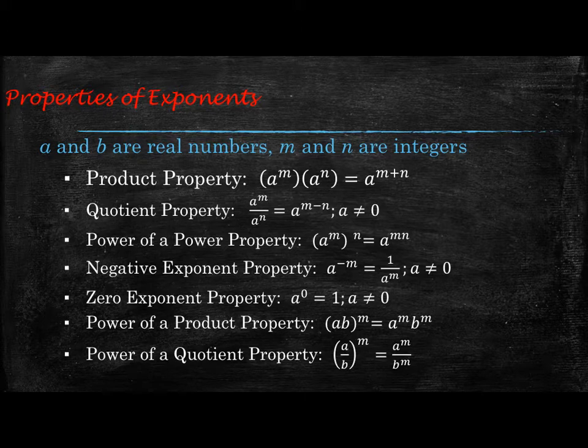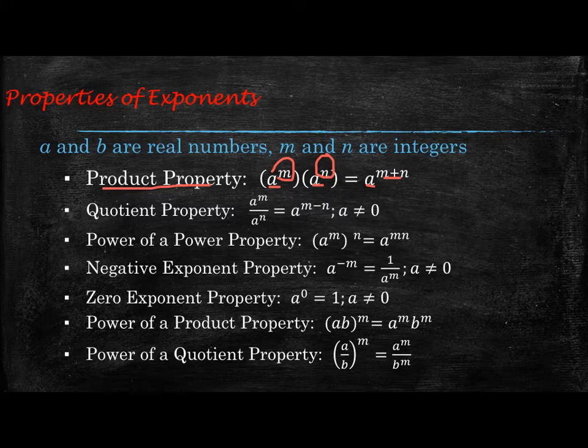We have the first one that's called the product property, and basically what that means is if you have two numbers or variables that are being multiplied exponentially, so when we say exponentially, they both have exponents. We multiply exponentially. If they have the same base, then you will keep your base, but what you will do with the exponents is you will add them. So you'll take the m and the n and you add them to m plus n.